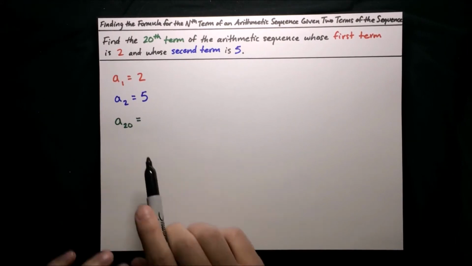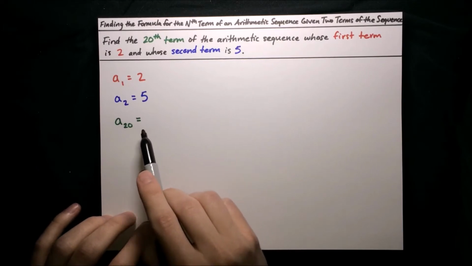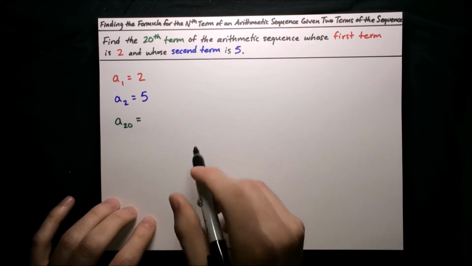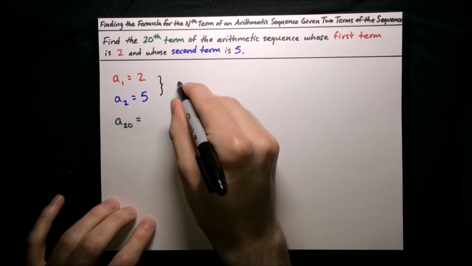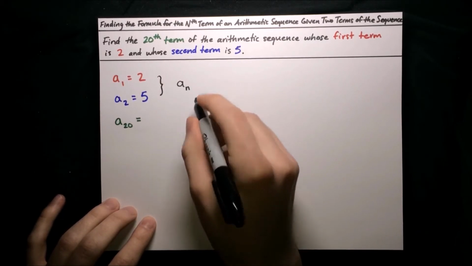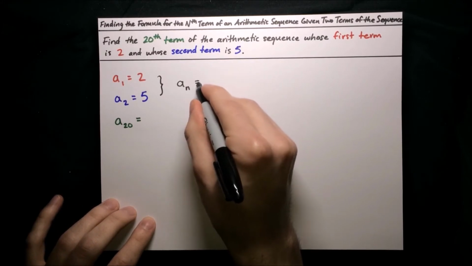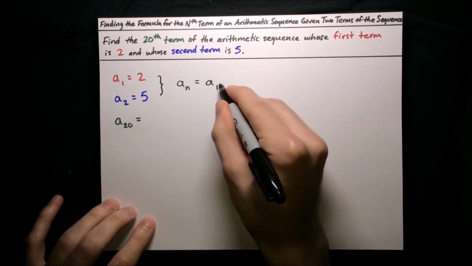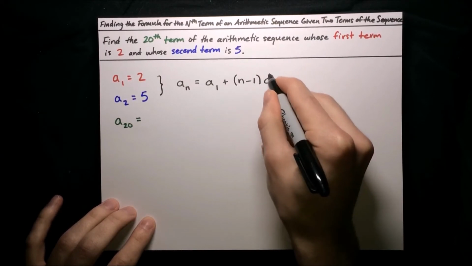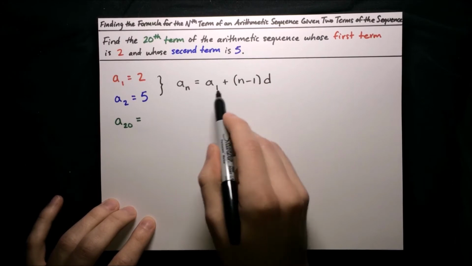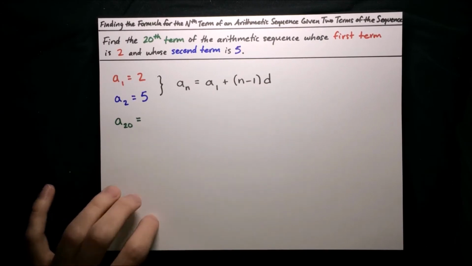The way we can find a20 is by first finding a formula for the nth term of the series and then plugging in 20. So let's use the given information here of a1 and a2 to find a formula for an. Well, we already know a formula for that. That's just the first term, a1, plus n minus 1 times the common difference. So if we can find the first term and the common difference, then we can get a formula for an and then just plug in n is 20.